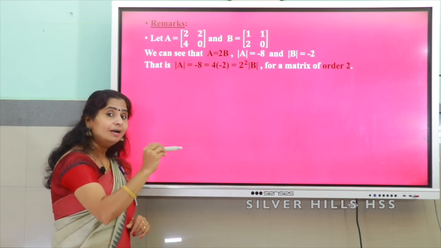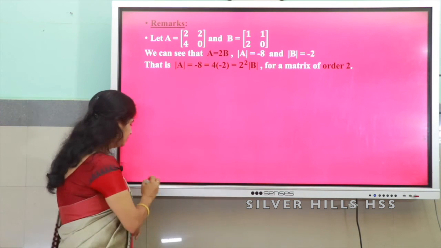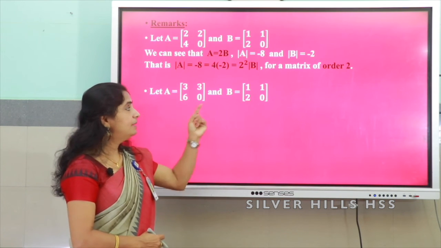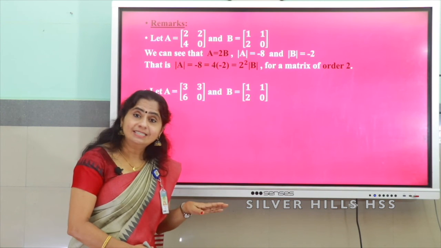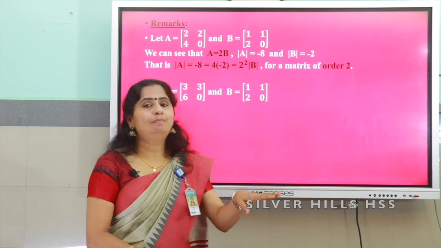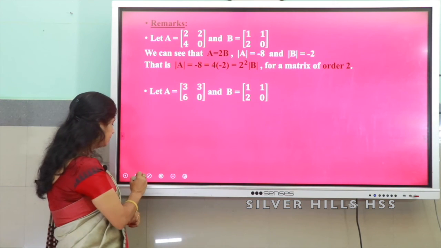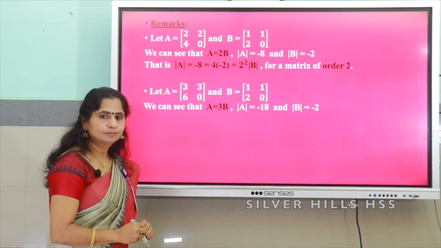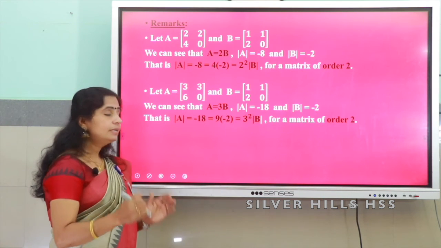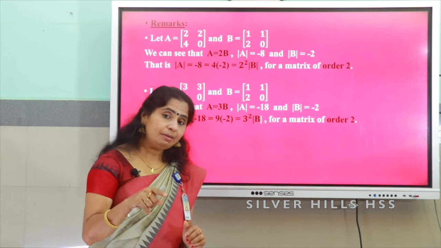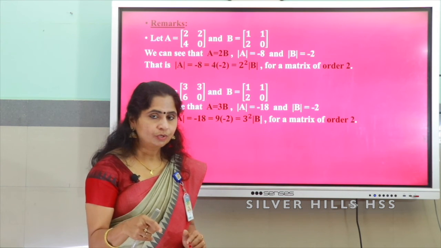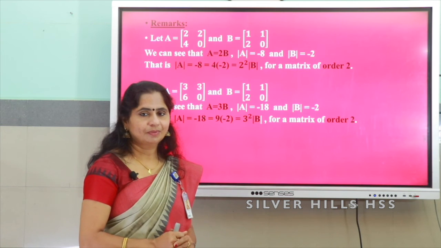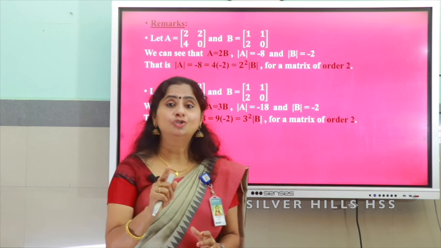Here A and B are matrices of order 2. Similarly, now let A be the matrix 3, 3, 6, 0 and B be the matrix 1, 1, 2, 0. Again, we can see that A is nothing but 3B. When we evaluate, determinant A is minus 18 and determinant B is minus 2, which means determinant A equal to minus 18 can be written as 9 into minus 2, which is 3 square into minus 2, which we can write as 3 square into determinant B. Again, A and B are matrices of order 2.